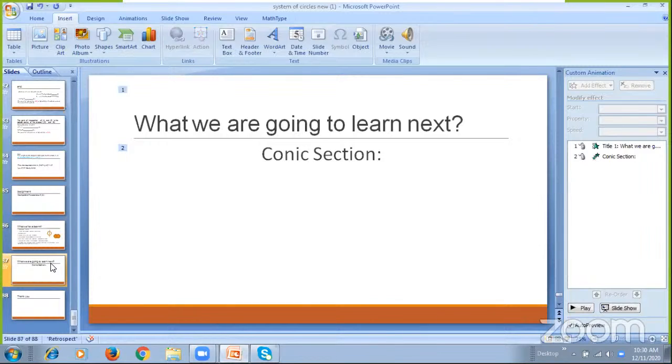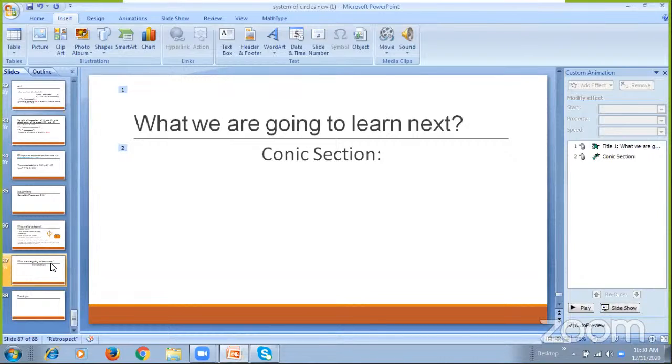And what are we going to learn next, children? It is conic sections. In coordinate geometry, we have circles, system of circles, and then conic sections, under which we have the chapters parabola, ellipse, and hyperbola. So these three chapters, parabola, ellipse, hyperbola, come under conic sections. And why these chapters are called conic sections is very important, children.